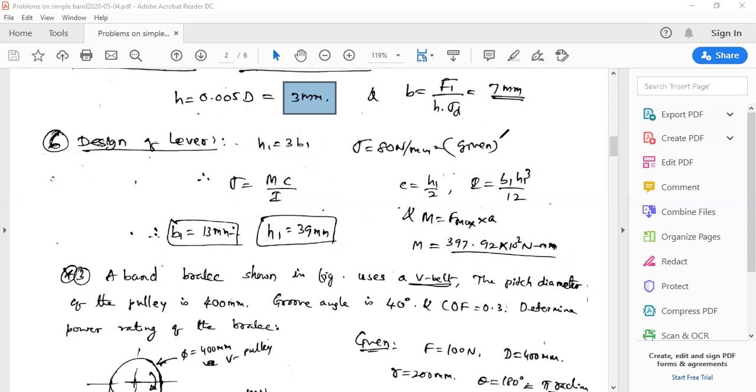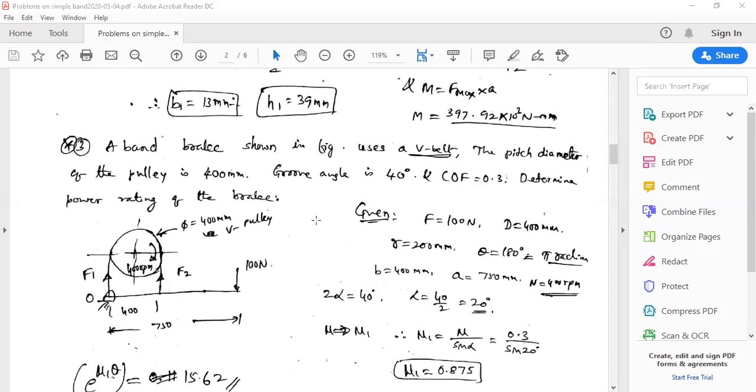This is related to one of the problems, and after this there is another problem where the band brake is shown in the sketch. This is also a problem which is taken from one of the previous question papers itself.